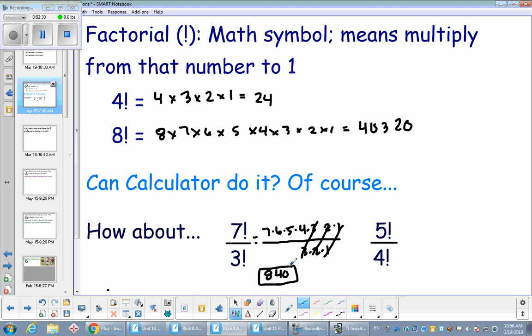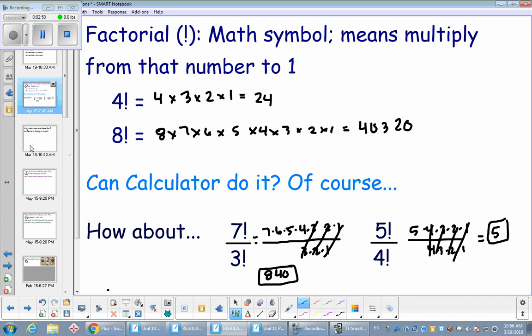Now the next one's going to be even easier because 5 factorial is 5, 4, 3, 2, 1. 4 factorial is 4, 3, 2, 1. So anything 4 and below can be canceled, so we just get 5. And that's important to note because that's what we're going to use to calculate combinations and permutations by hand.